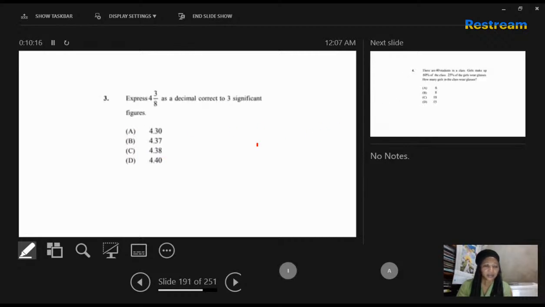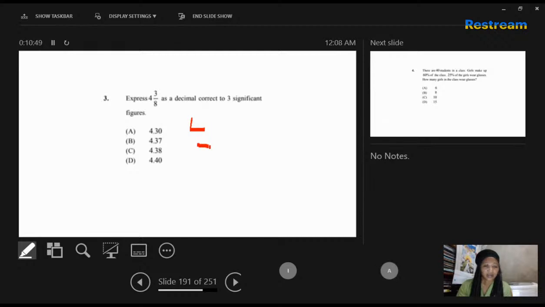All right, Asar? Number 3. Express 4 and 3 over 8 as a decimal correct to 3 significant figures. Well, 4 and 3 over 8 is equal to 35 over 8. And then we change that to a decimal.